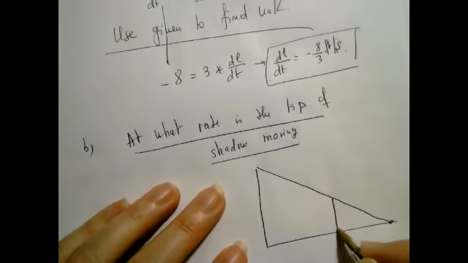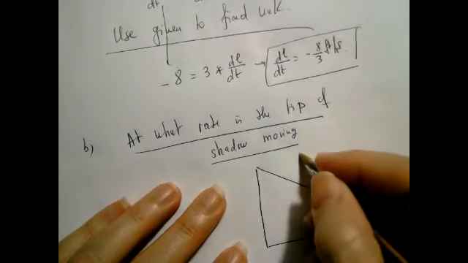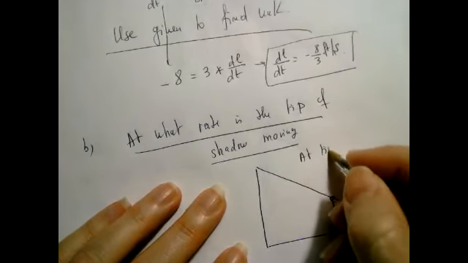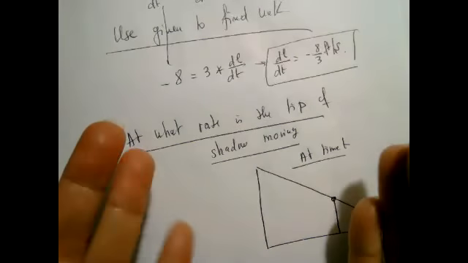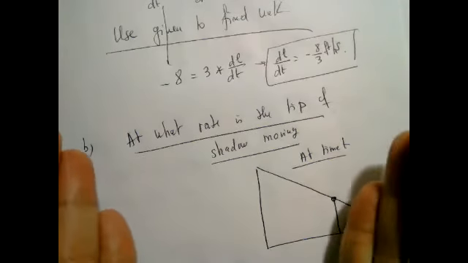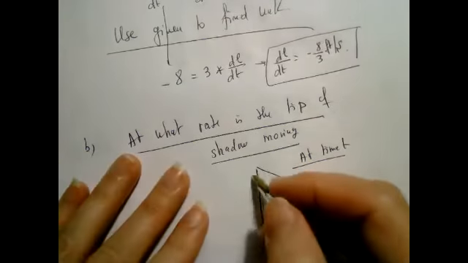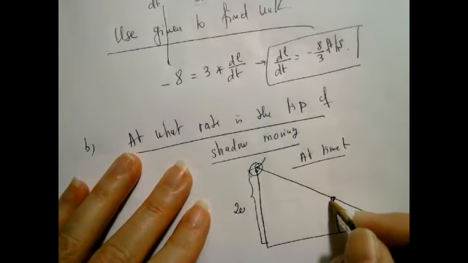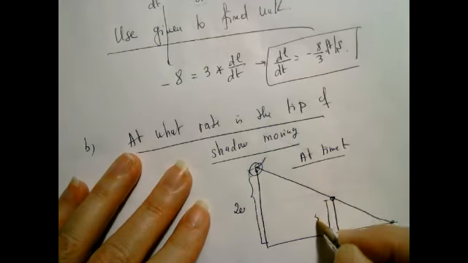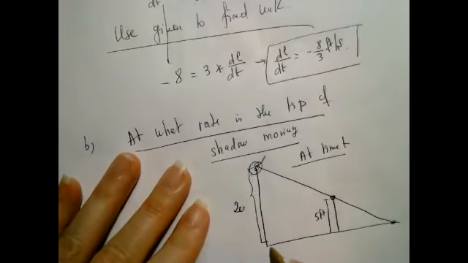So this is the woman, and this is at time t. Remember that everything is changing. So here at a specific time, that's what the situation is. A little bit later, everything has changed because the woman is moving. So this is my lamppost. This is my 20. And this is my 5. And this is my x, so that's okay.